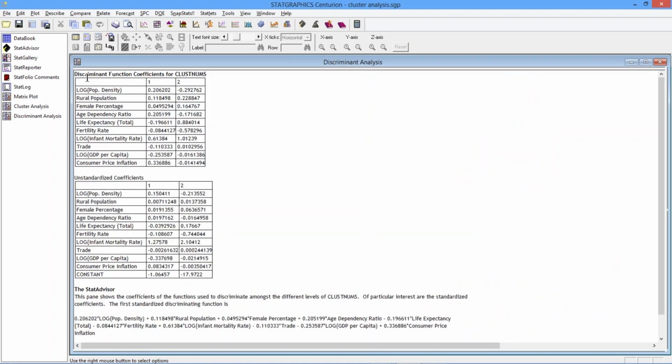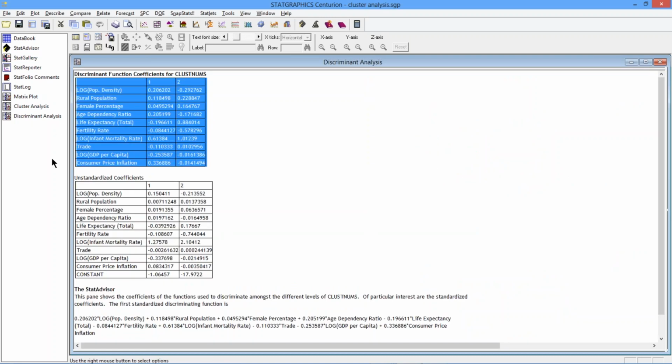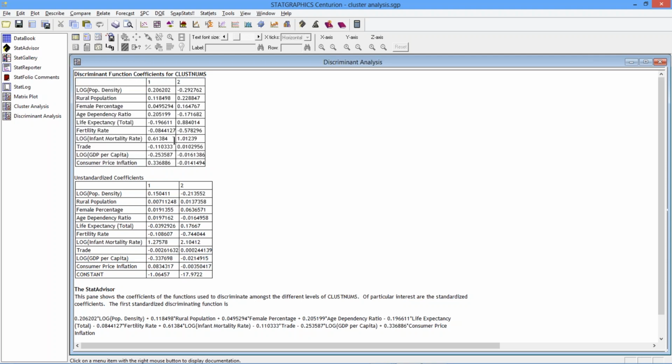And in particular, I want to look at this table right here, in which it shows what are called the standardized discriminant function coefficients. Basically, these are the weights associated to each of the 10 variables in my cluster analysis after I've standardized them, after I've subtracted out the mean and divided by the standard deviation.